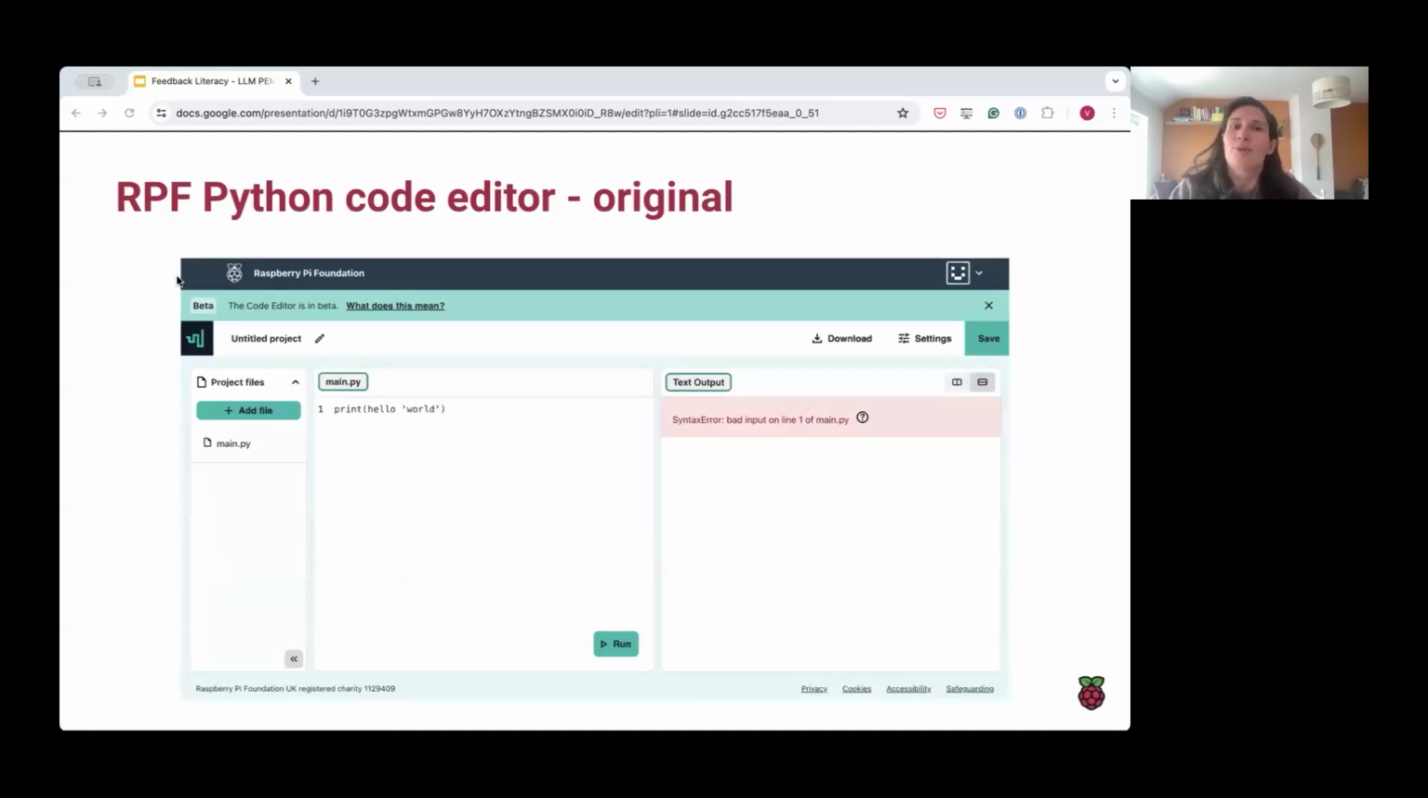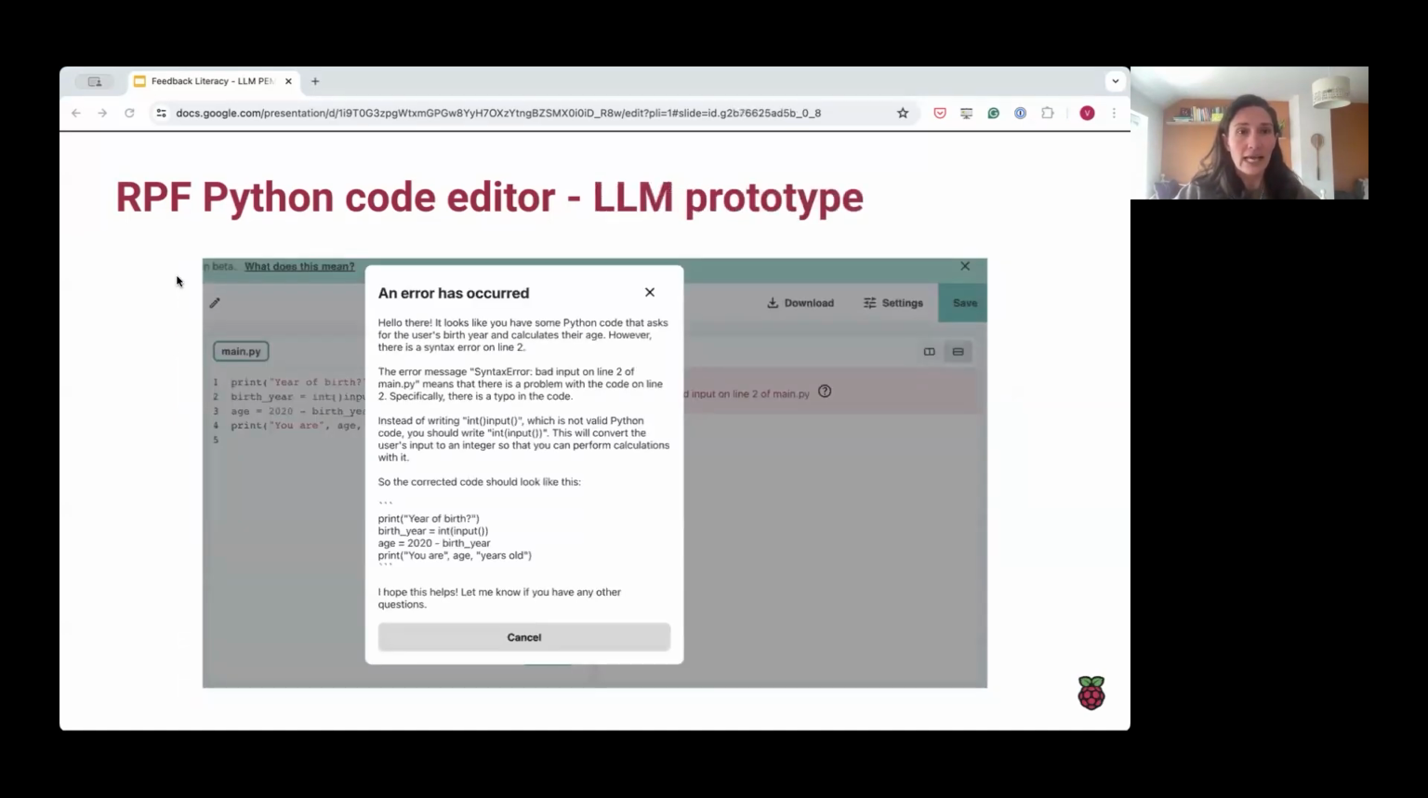The study was made possible by having access to a prototype built by the Raspberry Pi Foundation digital team. The Raspberry Pi Foundation already have a Python code editor, or IDE, publicly available to anyone for free. And it was this IDE that was adapted to include large language model explanations.